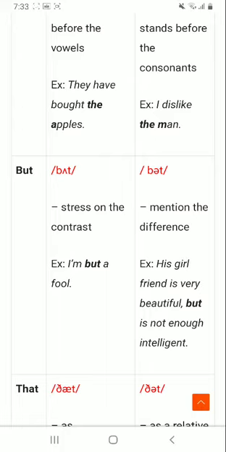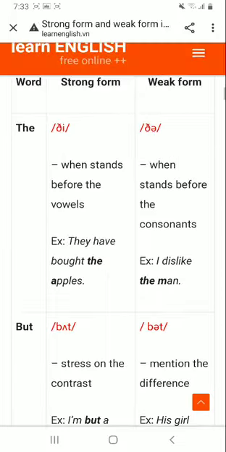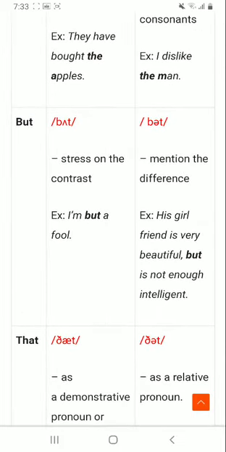Stress on the contrast. To contrast means to define something. I am but a fool. You can see the two meanings of the contrast in the example. I am but a fool. I can do it, but I am a fool here. So this comes in the stronger form.